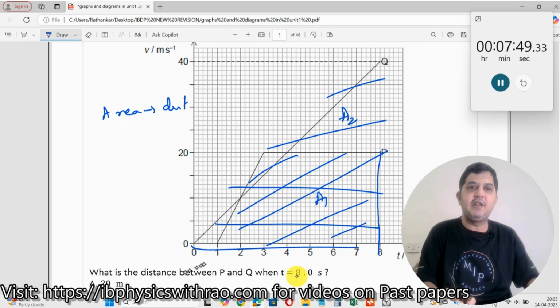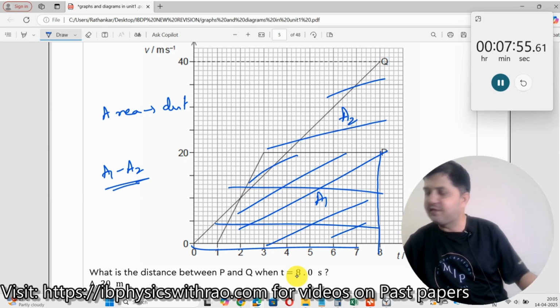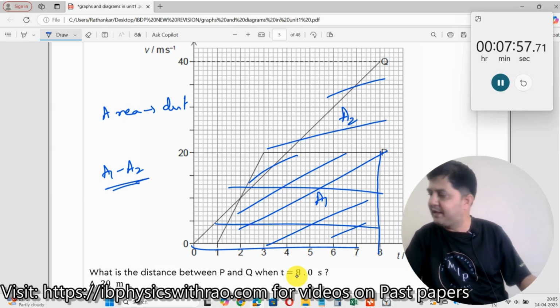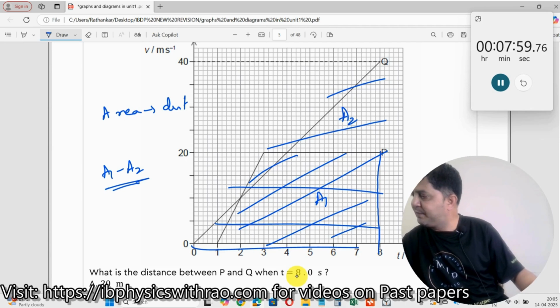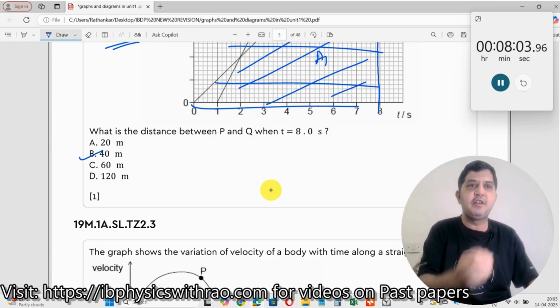Then what do you need to find? The distance between them, which means you just need to find A1 minus A2. When you get that, you get the answer. Now what is the right answer? The distance between these two would be equal to 40. The answer is 40. I'm not going to show the calculation, do it yourselves.